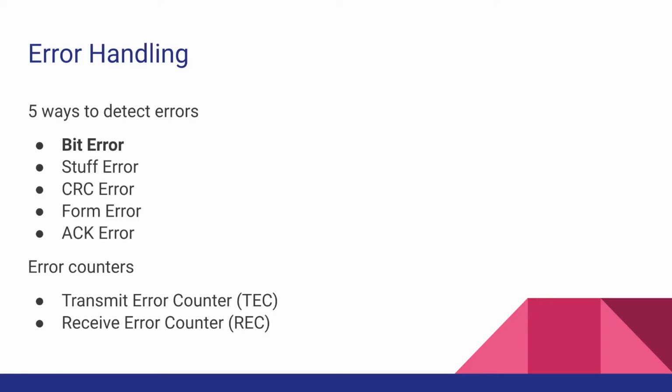Moving on, a stuff error happens after every 5 consecutive bits of the same polarity. So when there's 5 0 bits or 5 1 bits sent in a row, an opposite polarity bit is stuffed in order to maintain soft synchronization, which is something that the frame and the protocol requires. And violation of this incurs a stuff error.